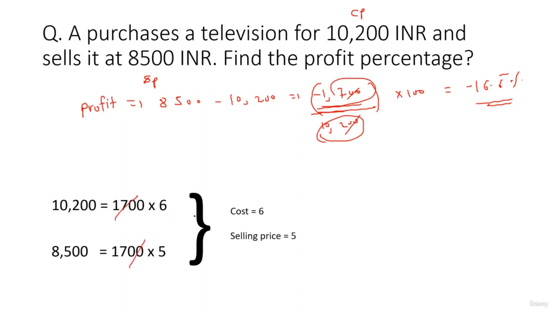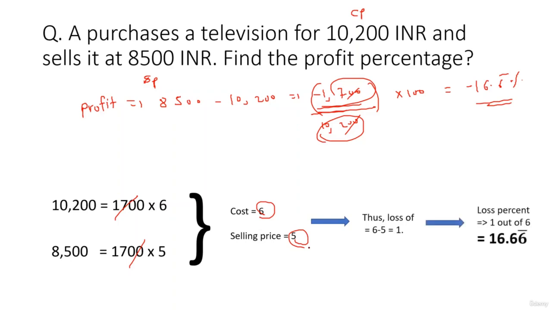So for all practical purposes, you can now treat your cost price as 6 rupees and selling price as 5. It's as simple as that. Now let's look at it this way: there is a loss of 1 rupee out of the cost price of 6, and 1 out of 6 is 16.6%.